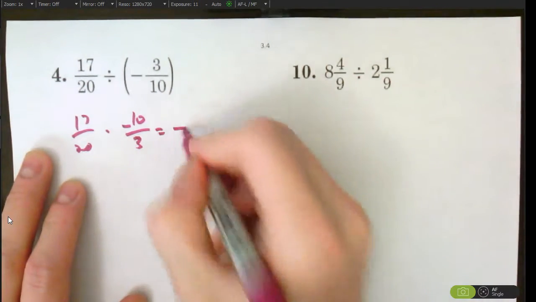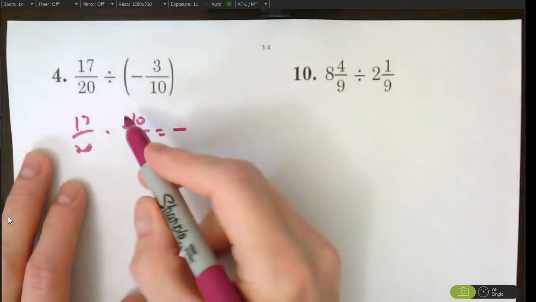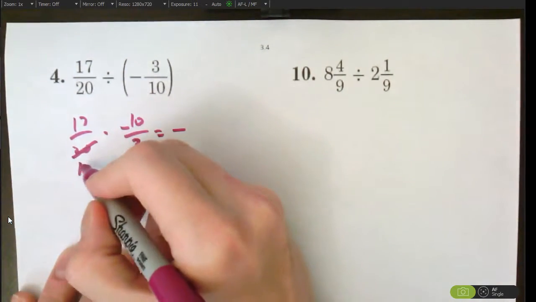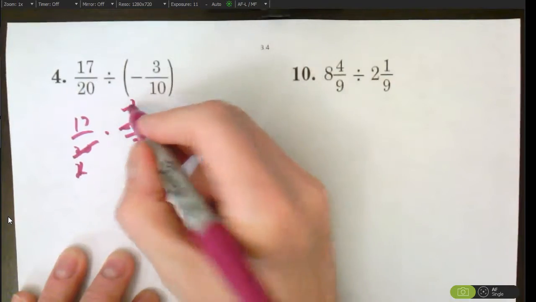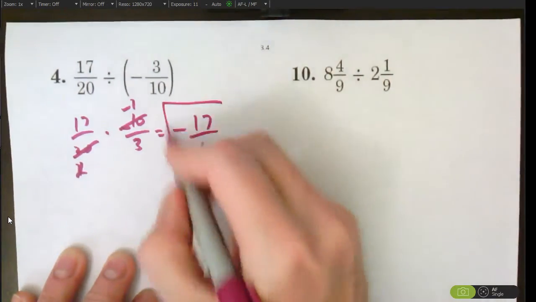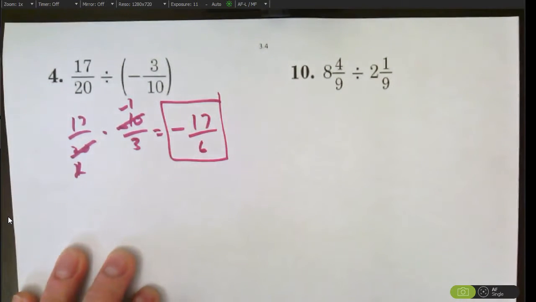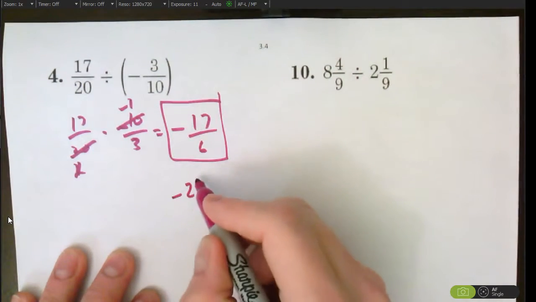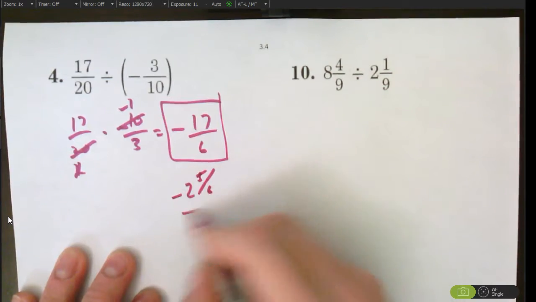So now we know it's overall going to be negative because there's one negative sign. And then 20 and 10 can be divided by 10, so it's 2 and 1. So I get negative 17 over 2 times 3, which is 6, and that is fine. You can leave it as negative 17 over 6. I'm fine with that. Otherwise, it's negative 2 and 5/6.